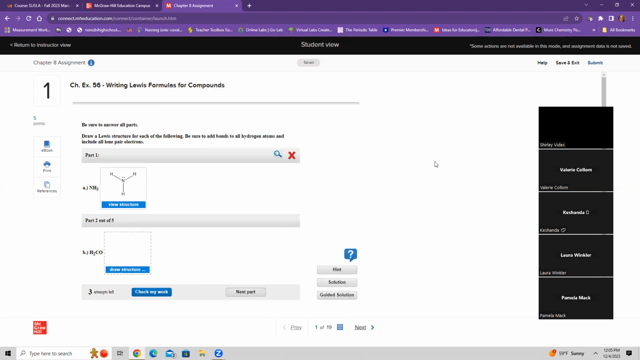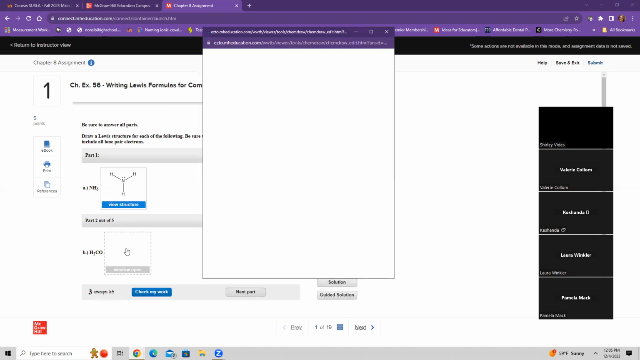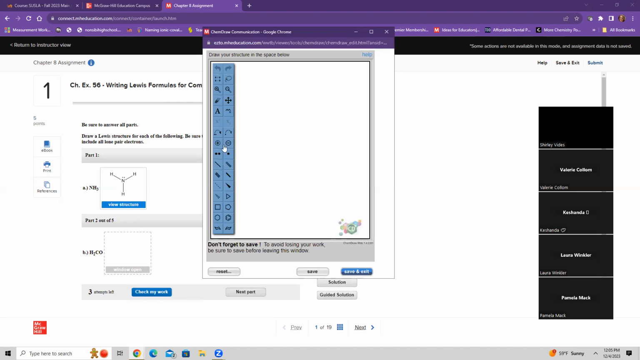All right, H2CO. Okay, so this one's going to be the C in the middle, because C is always in the middle because it's lower electronegative. Hydrogen can be in the middle, and oxygen could be, but carbon is lower. All right, so then we got bonds to the hydrogens. Bonds to the hydrogens. And then we have a double bond to the oxygen.